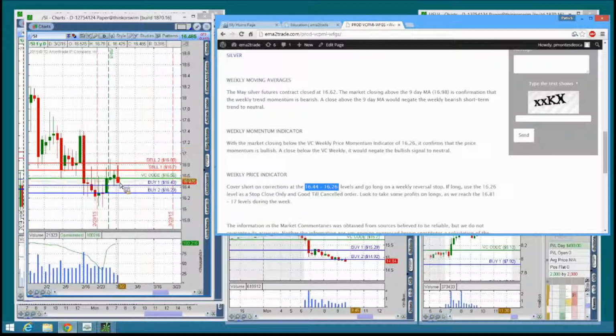The next swing trade is being set up right now, and so we'll keep an eye on this and we'll keep you updated as much as we can.